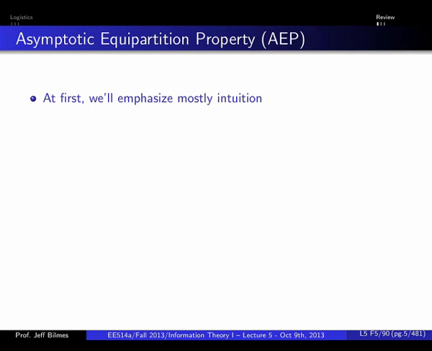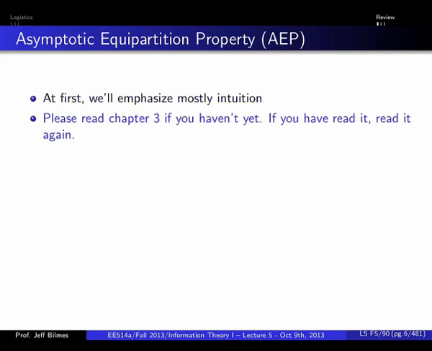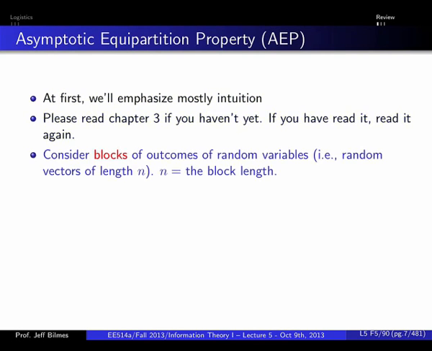Okay, so, the asymptotic equipartition property. We said a little bit about this last time, so this is review, and we're going to emphasize intuition at first. Again, it's really important to read chapter 3. Raise your hand if you found chapter 3 a little bit confusing. Hopefully by today we'll solidify it. Let's go through this really carefully, because I want everybody to understand this. I think it's really interesting and fun.